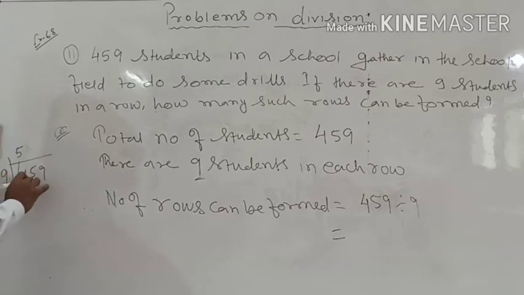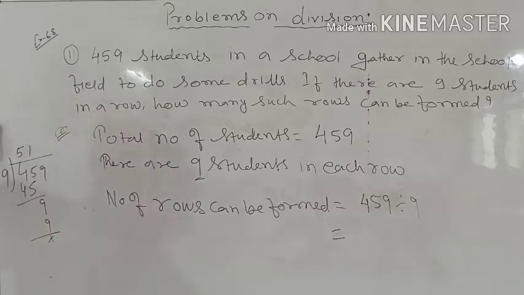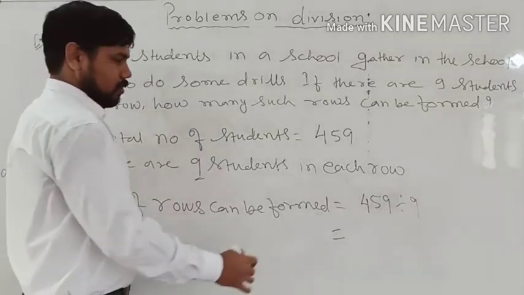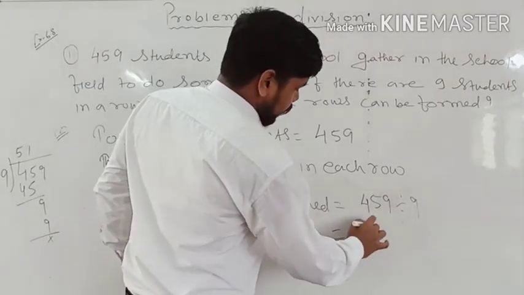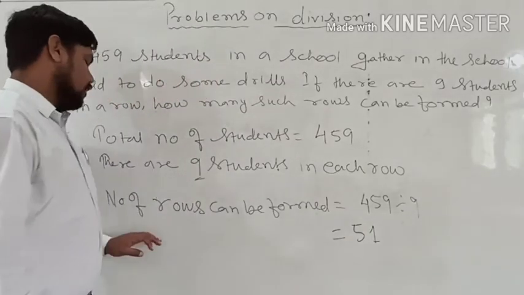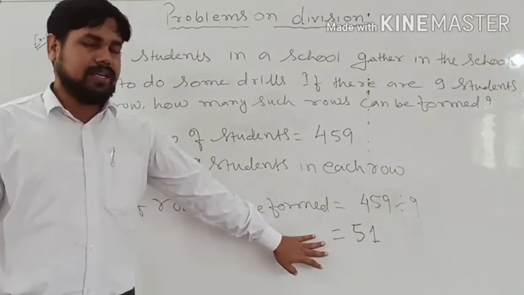5 9s are 45. Okay, so 9 is the remainder. So 9 one time is 9, right? So here 51 is coming. So the number of rows that can be formed is equal to 51.